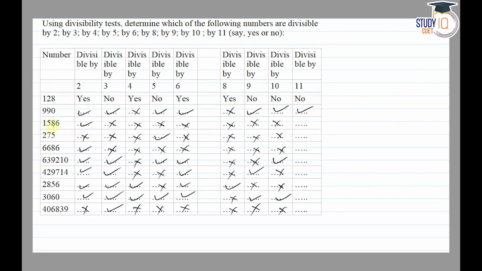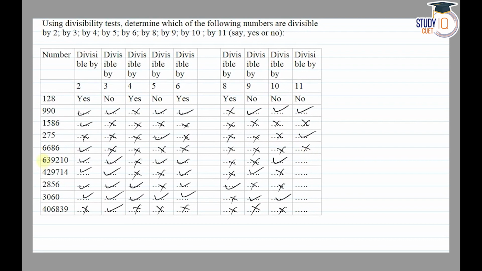Then 1 plus 8, 9, 5 plus 6, 11. 11 minus 9, 2, so it's not. Then 2 plus 5, 7 minus 7, 0, so it's divisible by 11. 6 plus 8, 14, and 6 plus 6, 12. 14 minus 12, 2, so it's not divisible by 11.